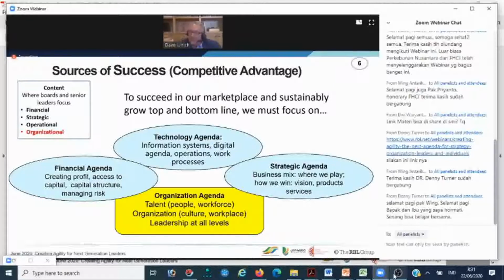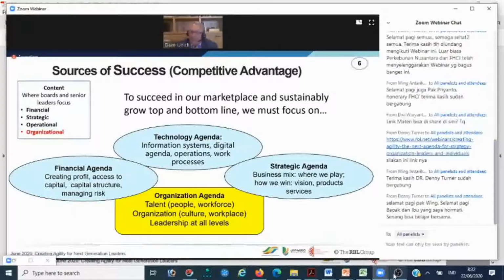Strategy. We need to know our business. Where are we going to compete? Where are we going to win? How are we going to win? What's our strategic agenda? Financial. We have to make money. If we don't make money, we don't succeed. We have to have access to capital. We have to manage our capital structure, the way we borrow money and manage risk. Technology or operations, we have to manage information systems, digital, critical issue, operations and work.